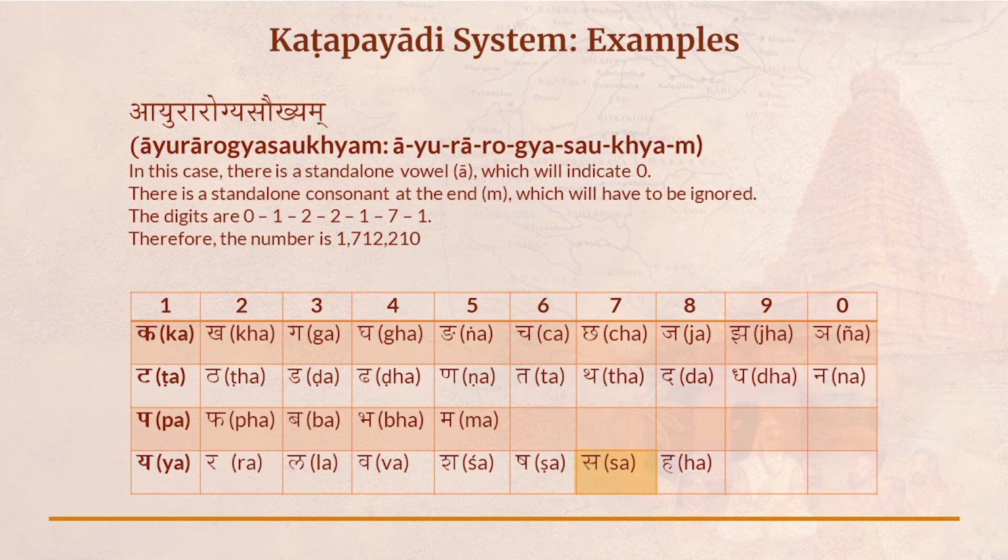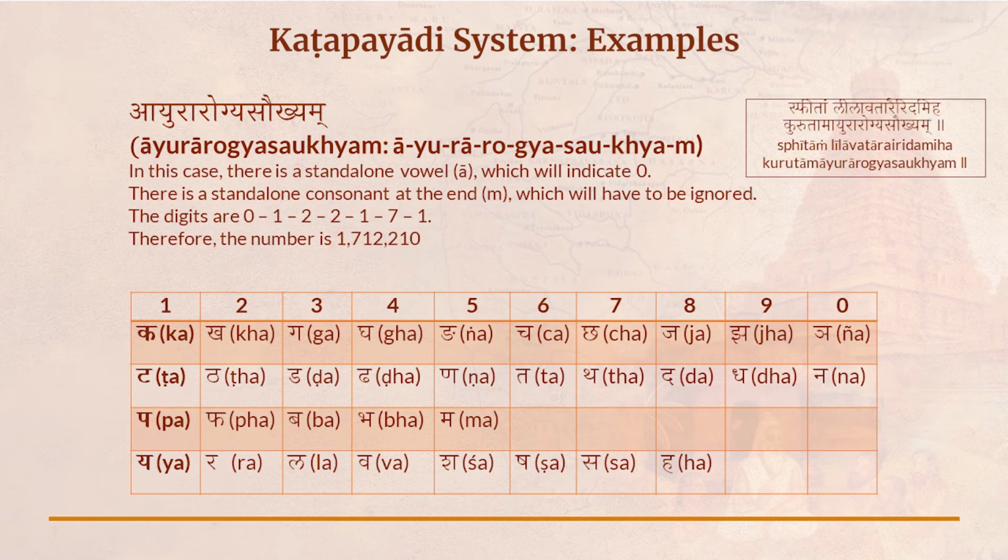Then you have Khya. Khya is again a samyuktakshara. Kha and Ya. So we ignore Kha and take only Ya. That becomes 1, as you see here. And m is there finally. As I told you, a standalone consonant has to be ignored. So you just leave it. So the numbers that you have are 0, 1, 2, 2, 1, 7, 1. So reverse it. When you reverse it, you get this number 1, 7, 1, 2, 2, 1, 0. This number seems to be a large number, right?